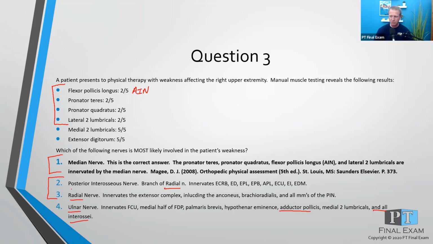But if you knew that the posterior interosseous and radial are the same, or that the posterior interosseous is a branch of the radial, you could have eliminated number 2 and number 3, which leaves you with number 4 and number 1. And then the key here is the lateral and medial 2 lumbricals. You'd be able to at least say, okay, median. Well, I know the ulnar nerve is on the medial 2 lumbricals. Ulnar nerve hits the 4th and 5th digits. And so you could have ruled it out and gotten down to median versus ulnar, but then the correct answer is the median nerve.